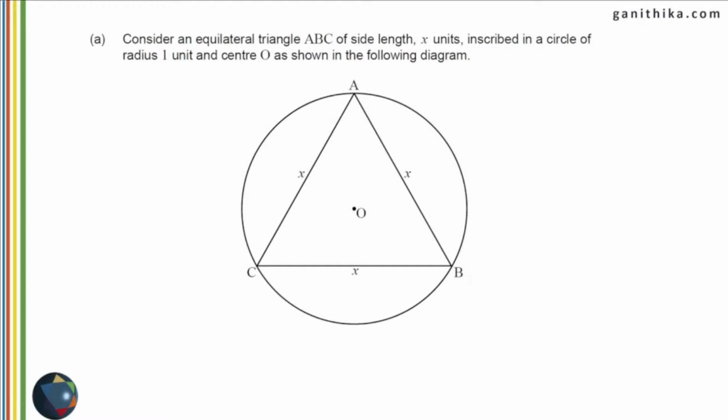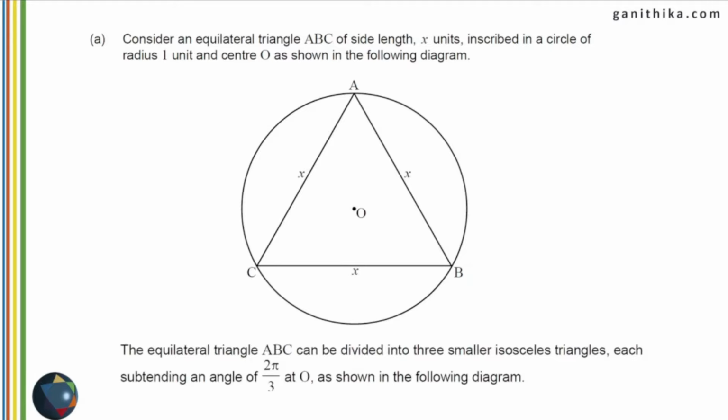So let's read the first question of the paper. Consider an equilateral triangle ABC of side length x units inscribed in a circle of radius 1 unit. For simplicity's sake, we are considering a circle of 1 unit here and center O as shown in the following diagram. Fine. There is a circle, there is an equilateral triangle inside the circle. The sides of the equilateral triangle are x units and there is a center O of the circle and the radius of this circle is 1 unit. So we have all this information and the next statement that is given in the question is, this equilateral triangle can be divided into 3 smaller isosceles triangles.